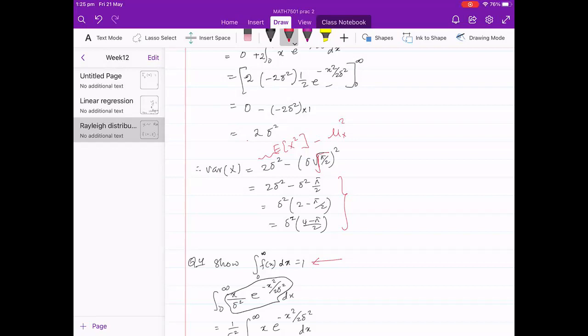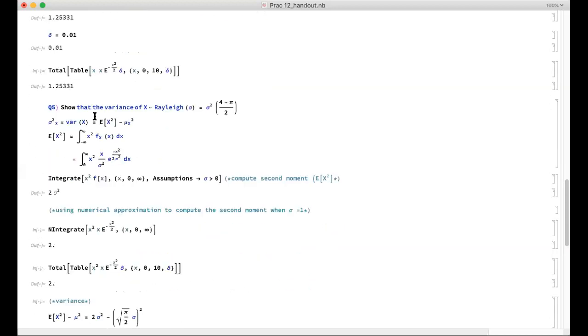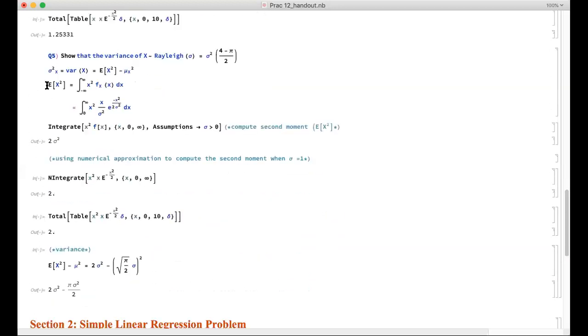All right. That's computation of variance. Now let's have a look at the rest of the question. I will be filling in the solution here, but I have put the code here just to make sure that when you do your assignment question, you could check whether your work is correct or not using Mathematica. So the second moment, this is how I computed the second moment, where fx is defined previously.